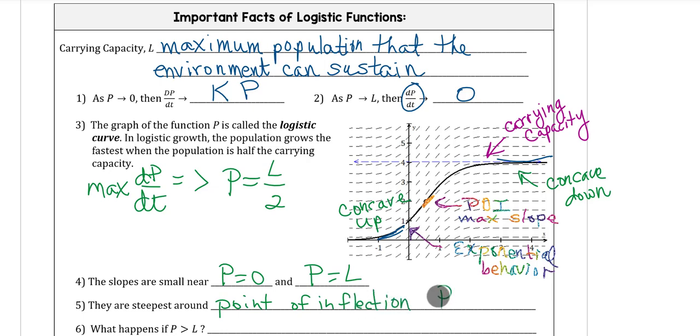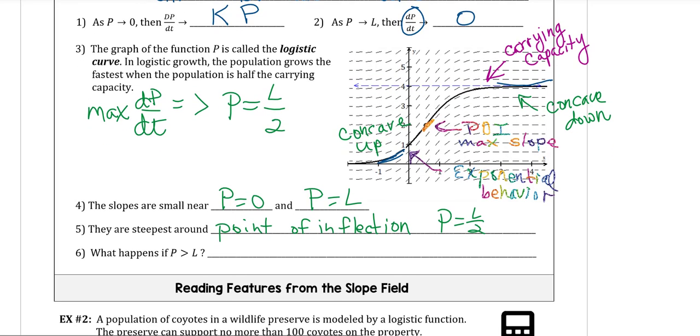And that is at p equals L over 2. Okay, so what happens if p is greater than L? What's going to happen here is we know it usually curves off, but in real life nothing is perfect like that. But what's going to happen is the slope will become negative.